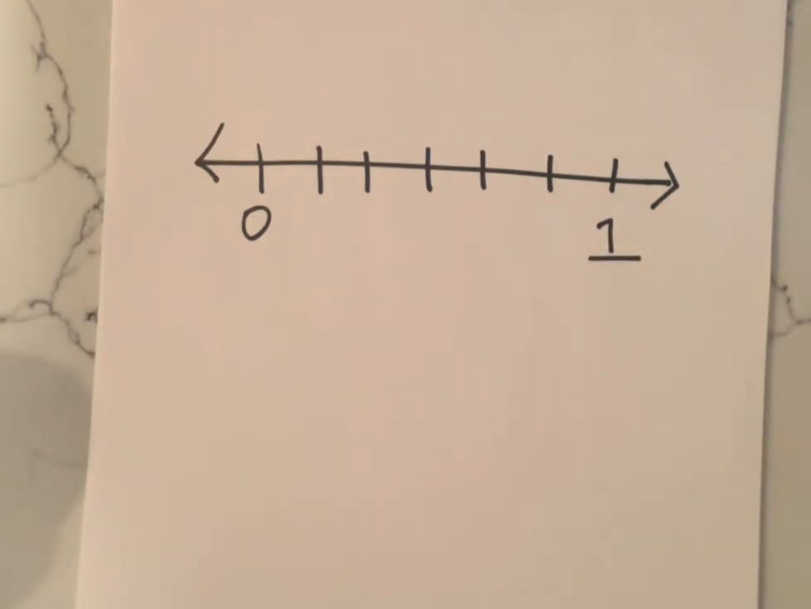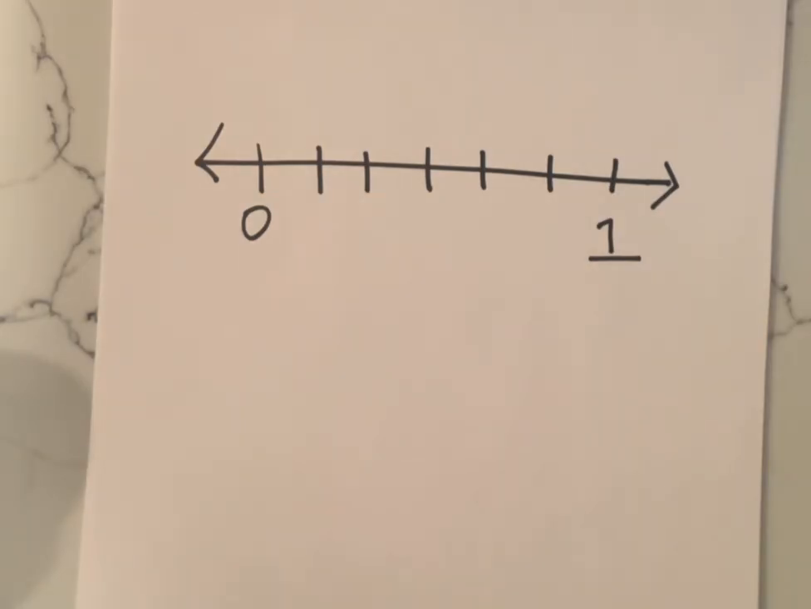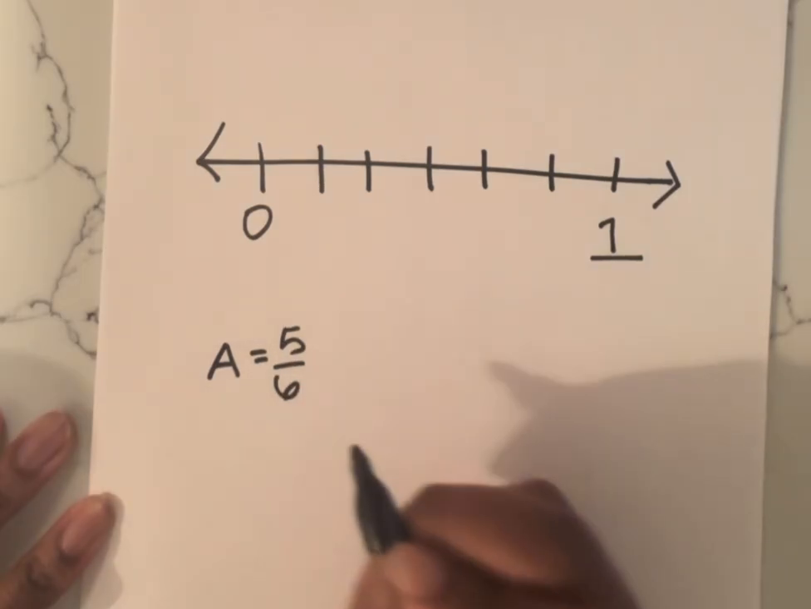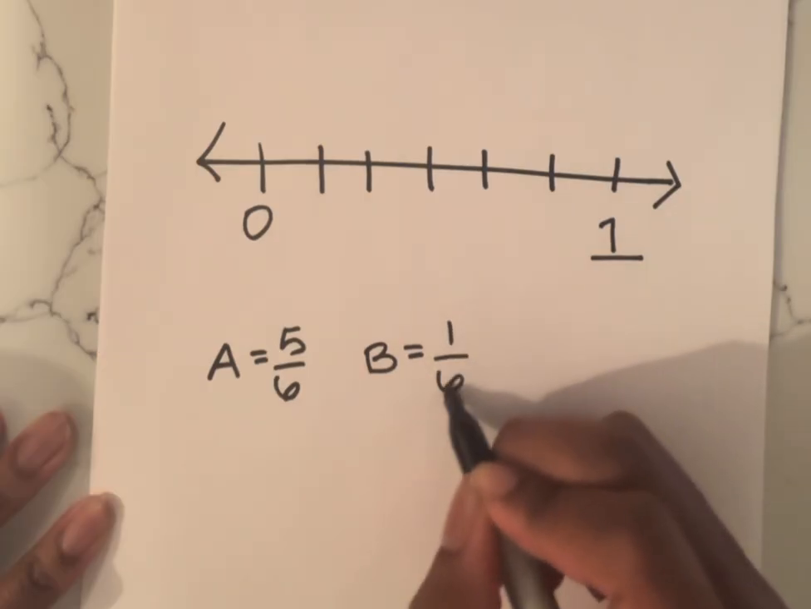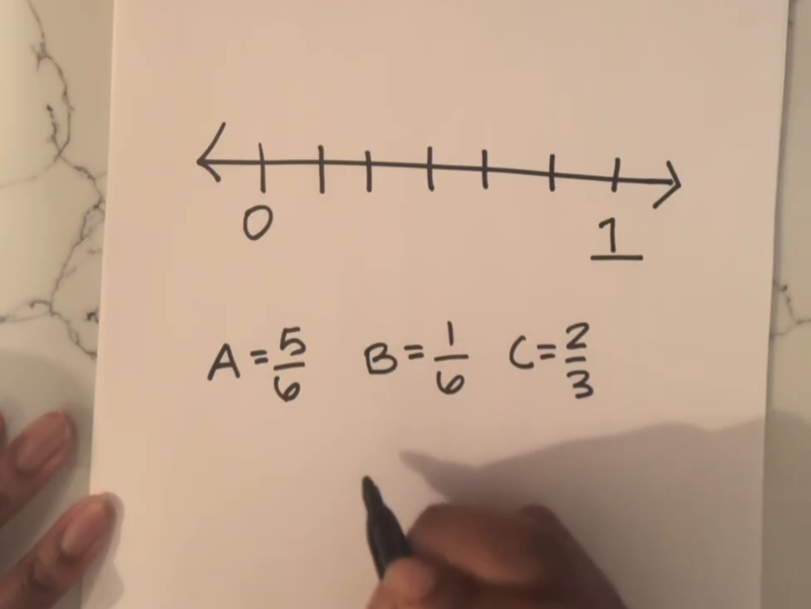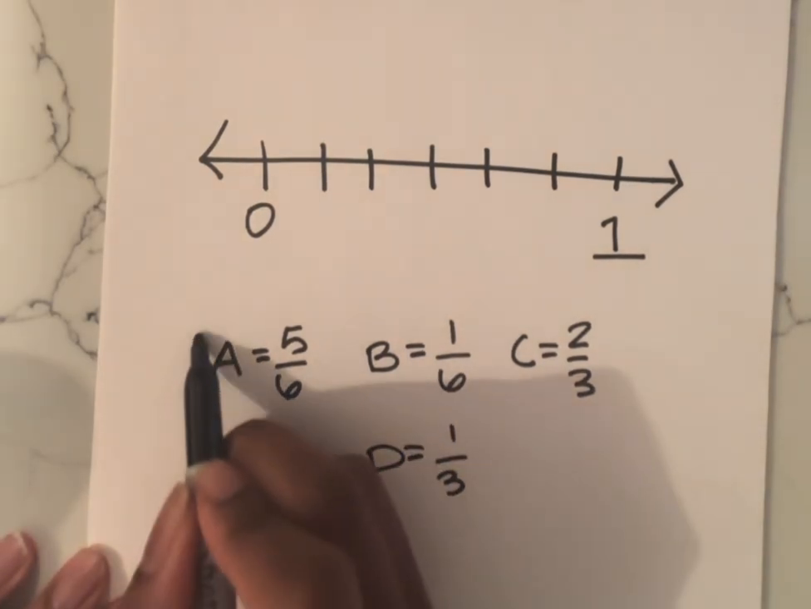So we have our number line ranging 0 to 1 and so on. And then we're given fractions. For point A, it's 5/6. B is 1/6. C is 2/3. And D is 1/3. So we have our fractions right here.